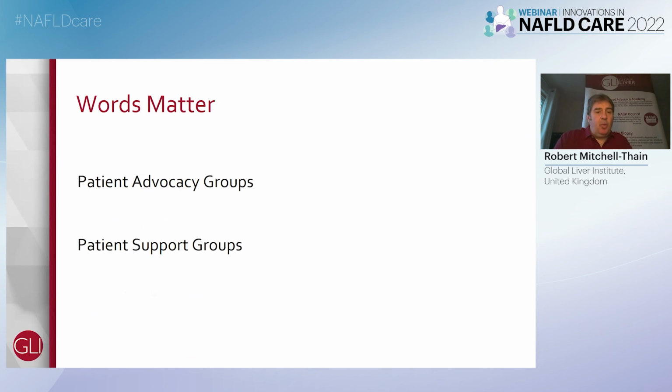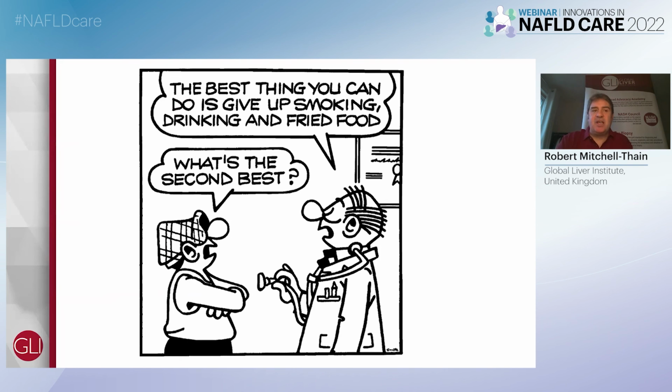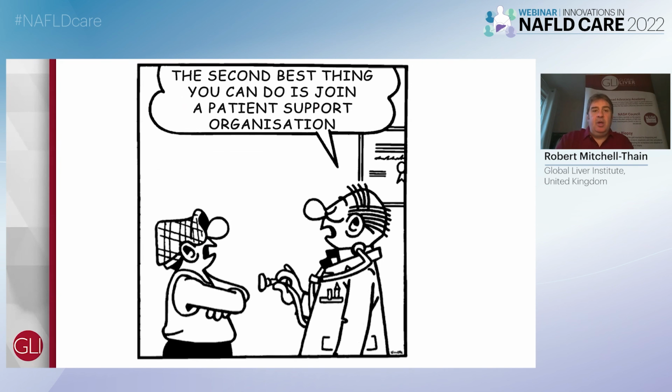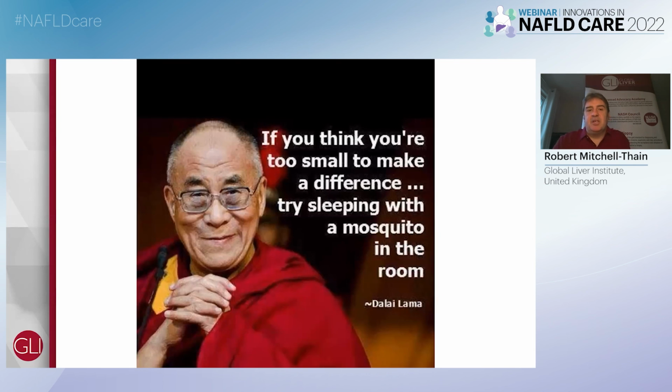So I want to talk about words matter, because I want to talk about patient advocacy groups. I want to talk about patient support groups. So when Andy Capp comes back and says, what's the second best thing you could do? The second best thing you can do is join a patient support organization. We see each other, we can mentor each other, we can support each other, we understand. And I always say to patients, if you think you're too small to make a difference, then try sleeping with a mosquito in the room.